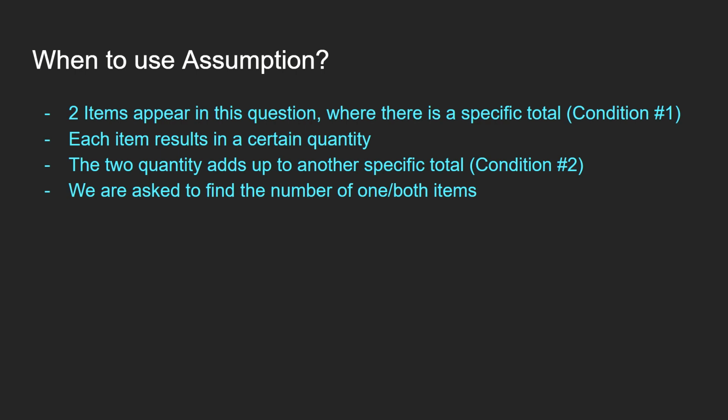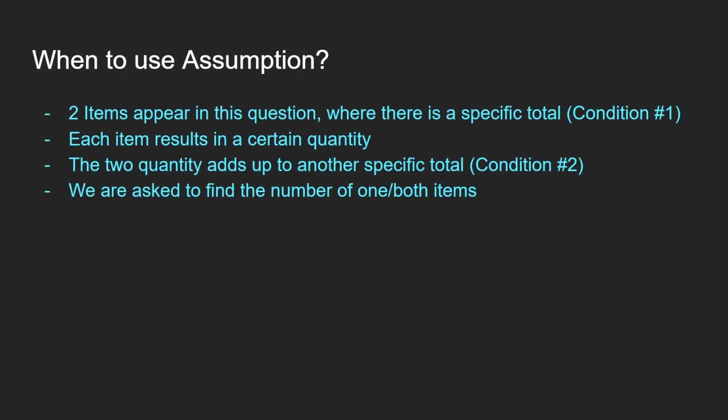So basically, assumption questions come out in this form. First, there will be two items that appear in the question where there's a specific total. Like, let's say a certain number of chickens and a certain number of cows. That's condition 1. And each item results in a certain quantity. Like let's say our chicken gives us legs, and our cows also give us legs. But different chickens and cows have a different number of legs. Chickens have 2 legs and cows have 4 legs.